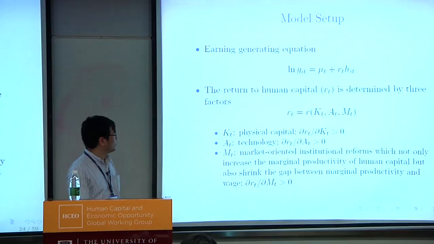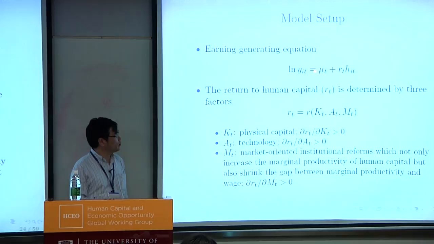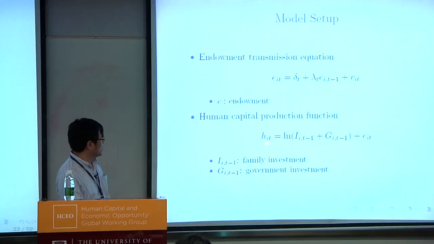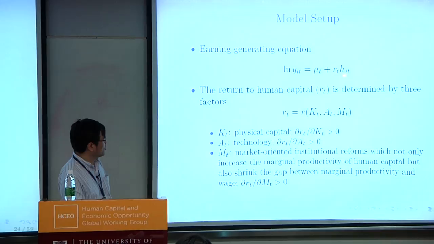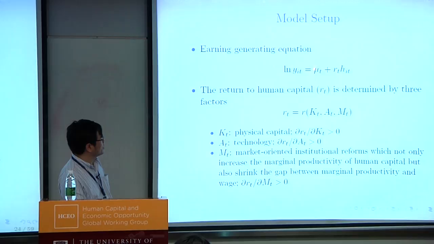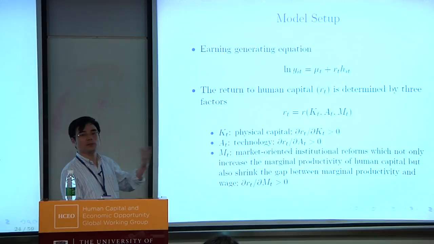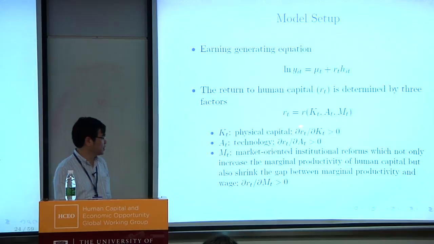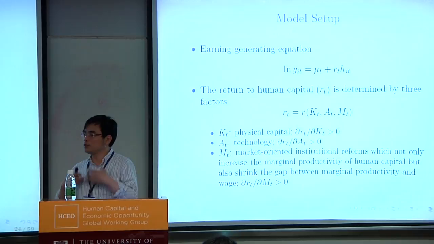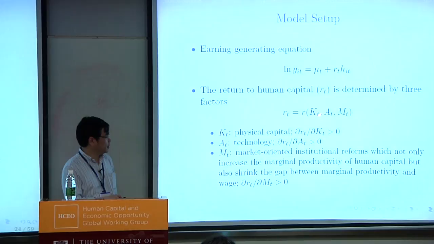Okay, there is an earnings generating equation, in which H is human capital, right? There is H, and there is a return to H, the return to schooling, and then there is a mu_t, a constant term here. The return to schooling, to human capital, R_t, is determined by three factors. This is the part where our own modeling comes in. We hypothesize R_t to be a function of three things: K_t, physical capital. The more machines and computers you work with, the higher your productivity. A is technology. The better the technology you use, the more productive you are.